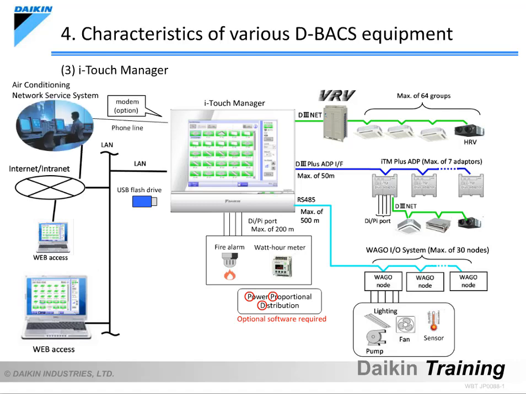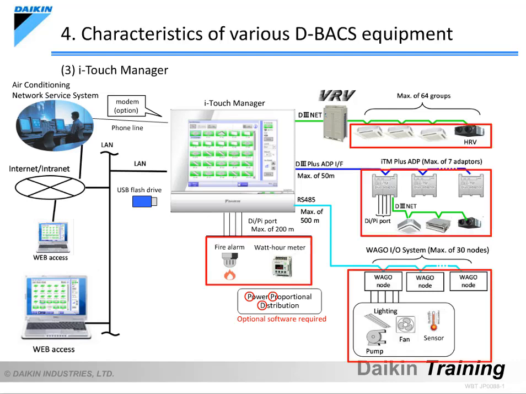Connecting to the public phone line via the optional modem allows use of the ACNSS service, with which information on a potential malfunction predicted by the iTouch Manager can be reported to Daikin's after-sales service division before the malfunction actually occurs. Note that use of the ACNSS service requires a separate contract with Daikin's after-sales service division.